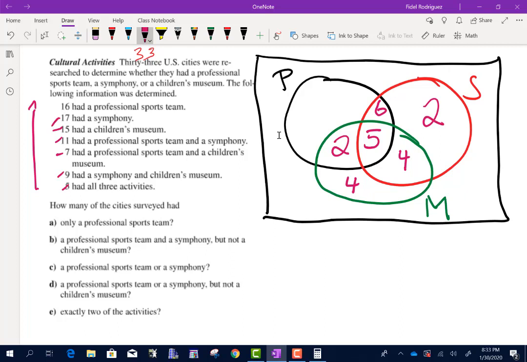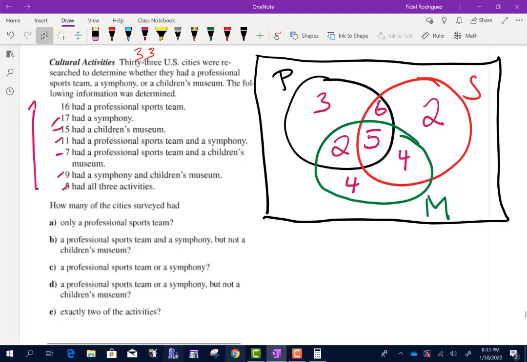Okay. 16 had a professional sports team. Okay, so everybody in the black circle has to add up to 16. So 6 plus 5 is 11. 11 plus 2 is 13. So this one must be 3.